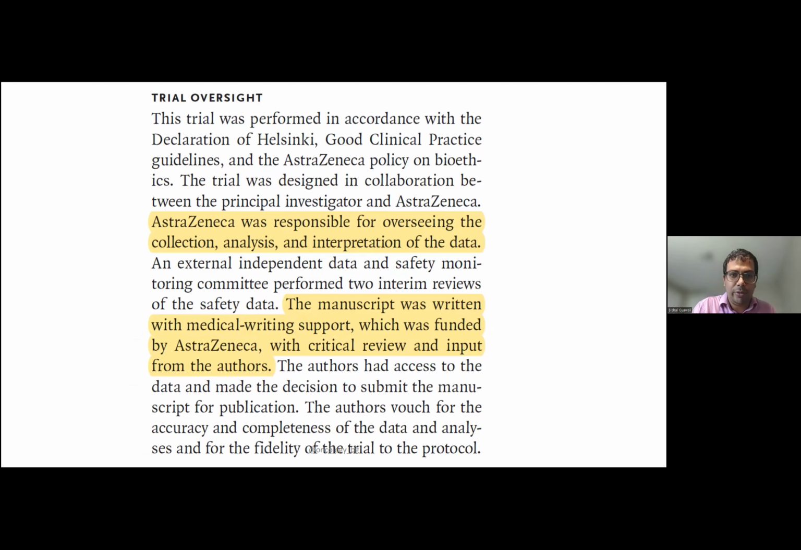And again, if you go into the trial oversight section, you'll see the role of the company. As long as the company is involved in collection and design and analysis, there are no problems in my opinion. But if you see this interpretation section, then that makes me very uncomfortable. The interpretation part should belong to the actual physicians who did the trial, or the other physicians. It should not belong to the company. Again, this was written with medical writing support, which is funded by the company.